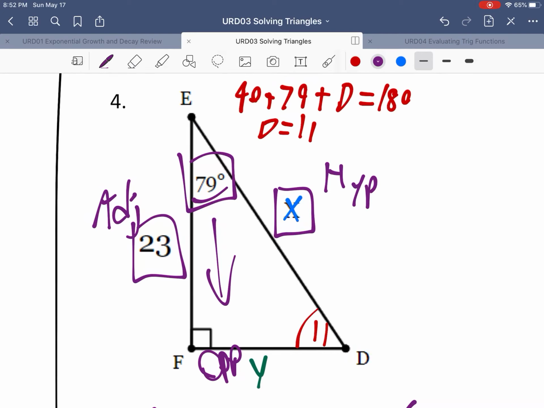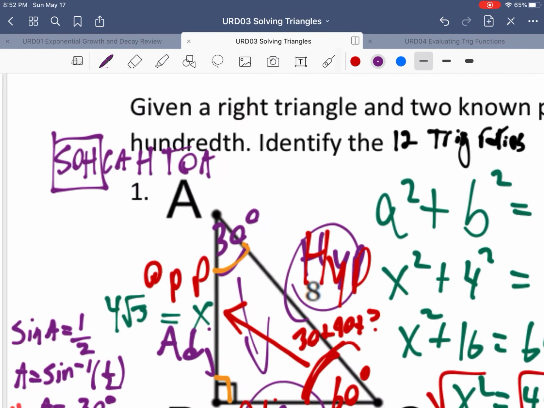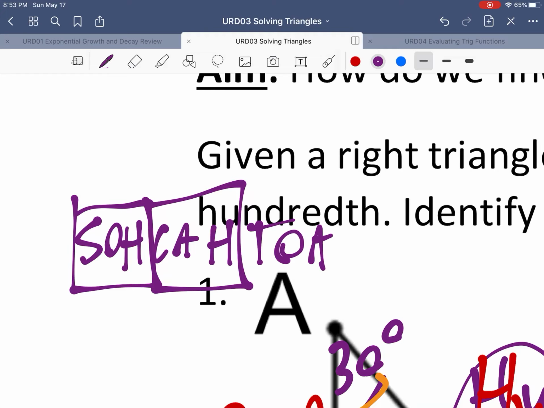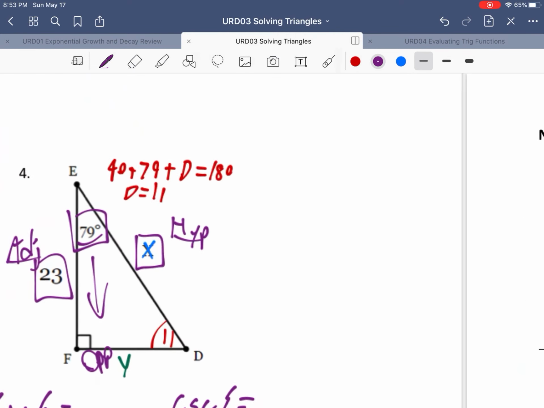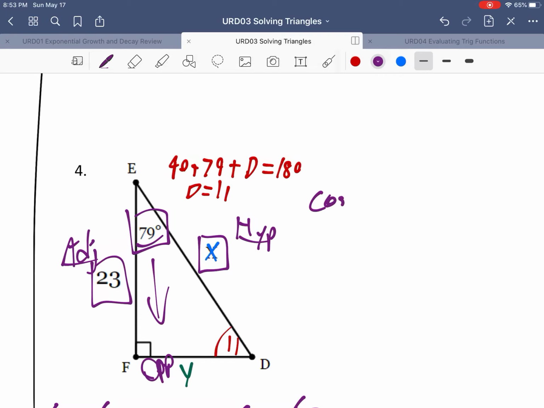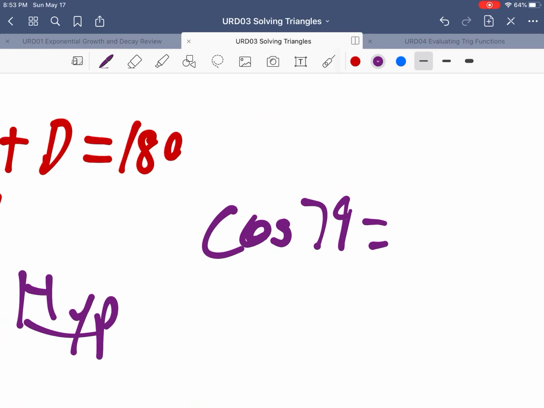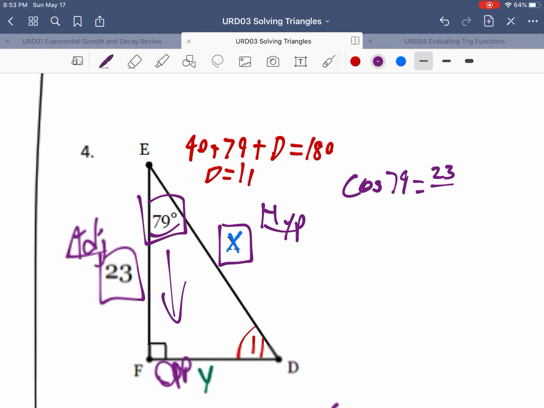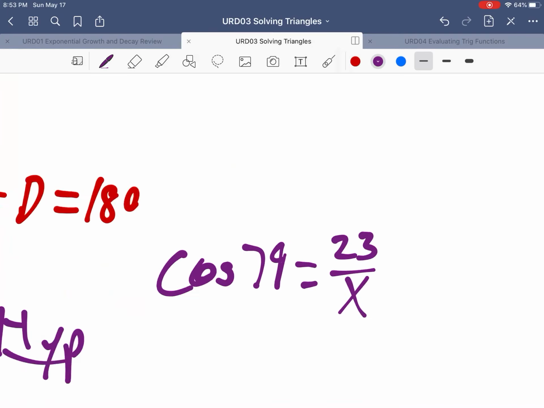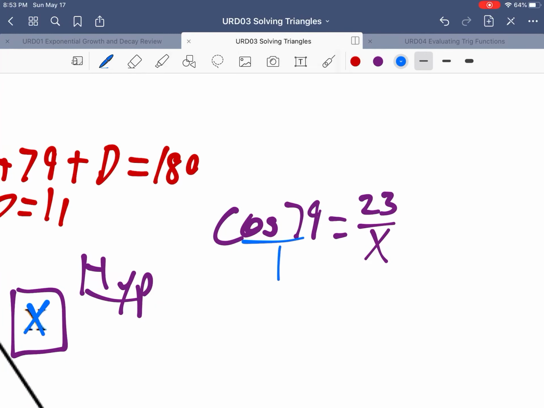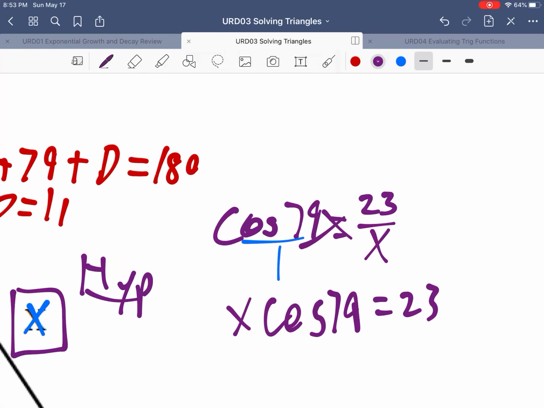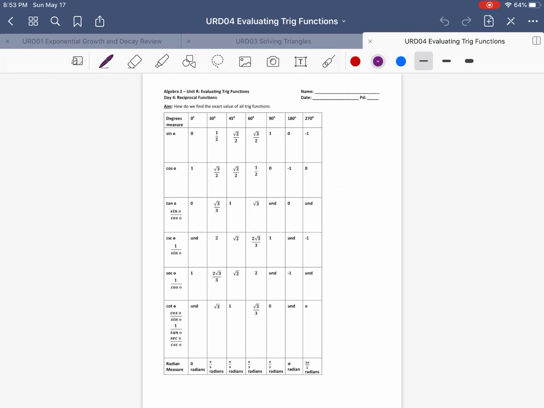So we're going to write a trig ratio based on what we have here. We have adjacent and hypotenuse, which if we look back at our SOHCAHTOA, adjacent and hypotenuse is C, which is cosine. So we're going to write the cosine of the angle with 79 degrees is going to equal its adjacent, which was 23, divided by its hypotenuse, which is x. And to solve this equation, I'm going to make this into a proportion and cross multiply. I will get x cosine of 79 equals 23. And then to find out what x is, I'm going to divide both sides.